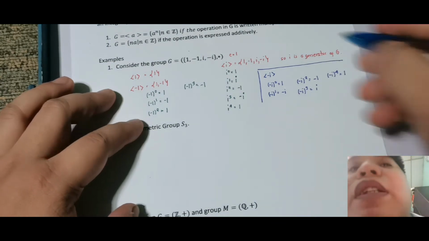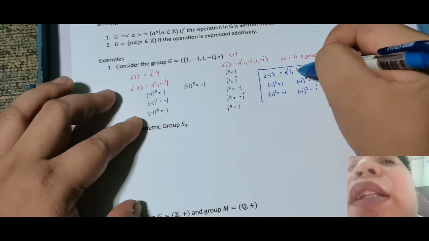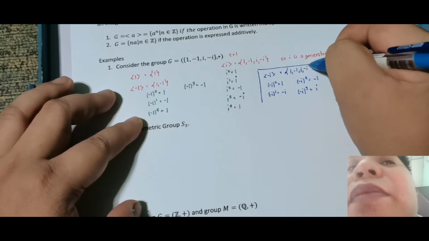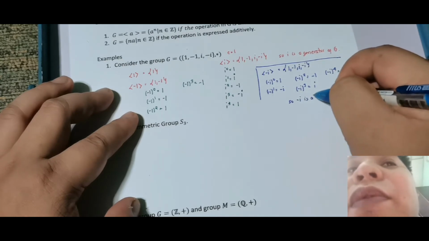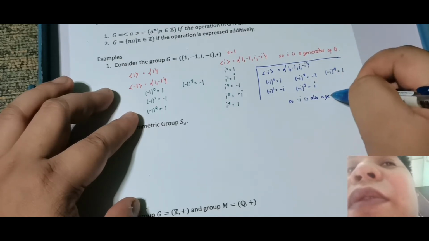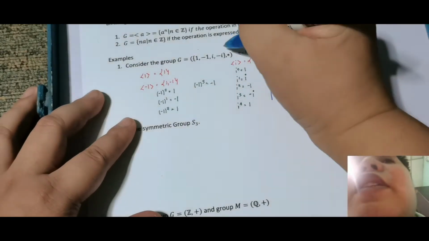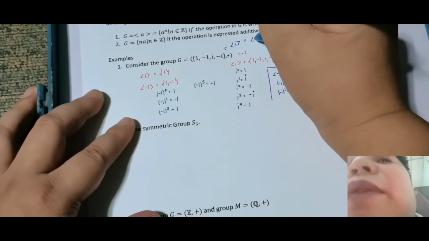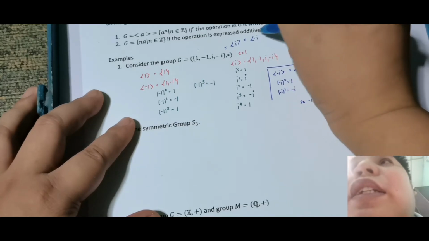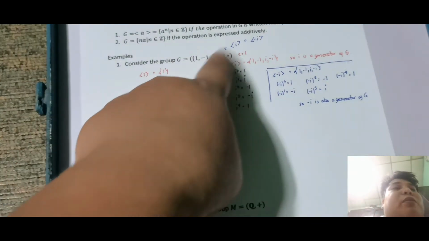Sir, ang laman po nitong set na to, o nung cyclic subgroup generated by negative I, is the set containing 1, negative 1, I, and negative I. So therefore, negative I is also a generator of G. So meaning, itong group na to, pwede kong pangalanan ng ganito. This is the cyclic subgroup generated by I or cyclic subgroup generated by negative I. So meaning, equal lang yung mismong group na yun.